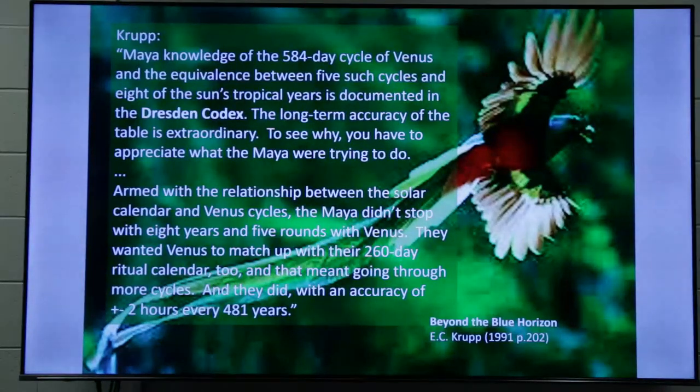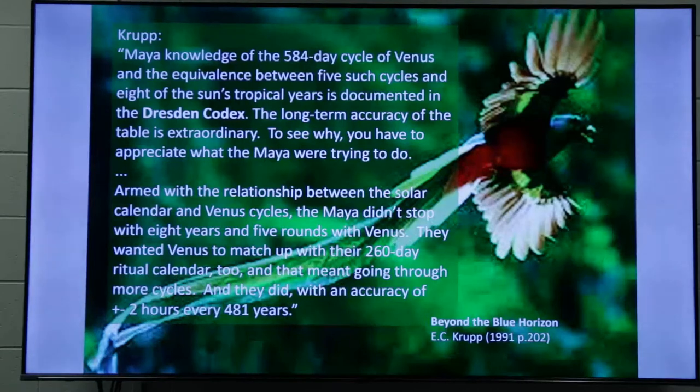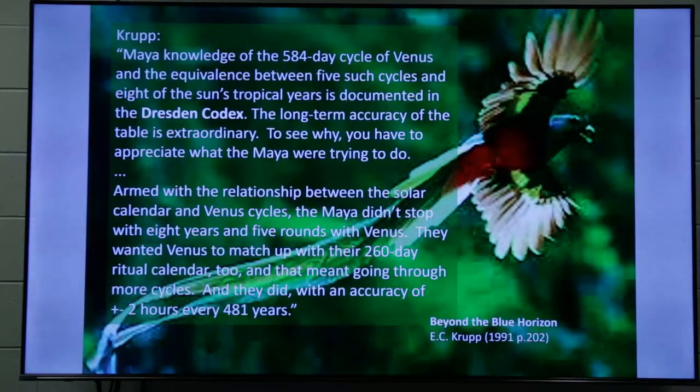My knowledge of the 584-day cycle of Venus and the equivalence between 5 such cycles and 8 of the Sun's tropical years is documented in the Dresden Codex. That's one of the very few Mayan books we still have. Unfortunately, the Spanish burned their library in Mexico City when Cortes captured Mexico. But there were a few books that were checked out of the library or something, and they ended up in funny places. But there was one in a big sort of a trunk in Dresden that was found 100 or so years ago, and it has been deciphered.